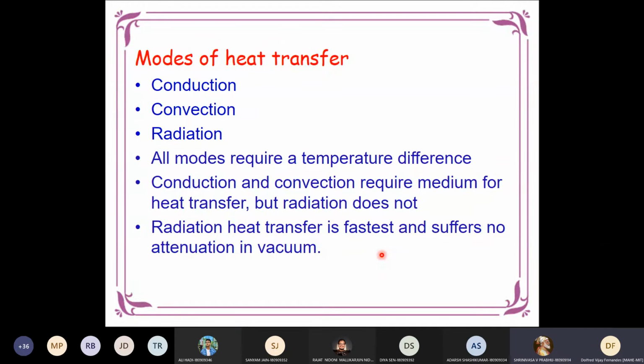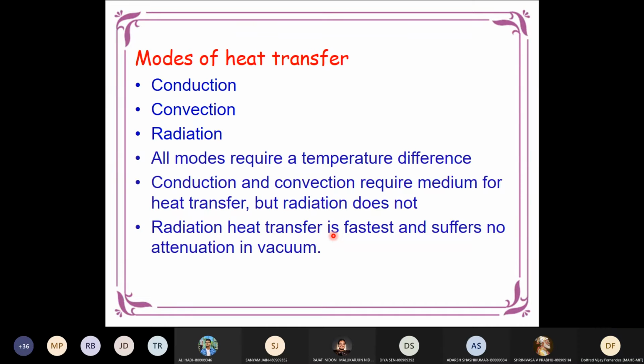But we also call it the speed of light. Okay. The speed of electromagnetic radiation is also the speed of light. And in vacuum, it suffers no attenuation. That means there is absolutely no loss in energy if the radiation travels in the vacuum.